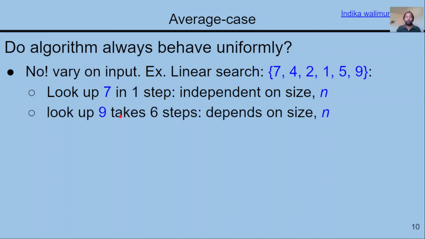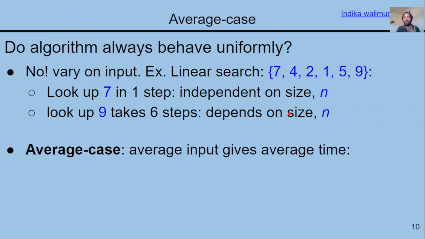Now, if we want to look up 9, it's linear search, so it takes 6 steps here. But if our array has a million elements and 9 is sitting as the last element, then it will take a million steps. So that means looking up 9 depends on the size.